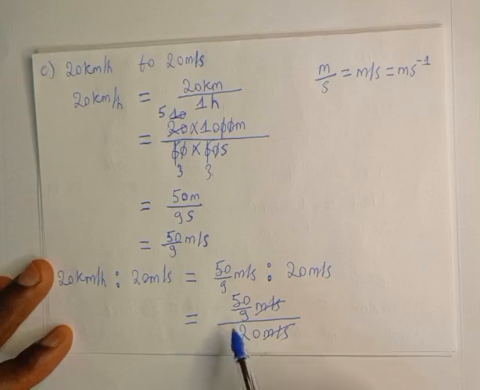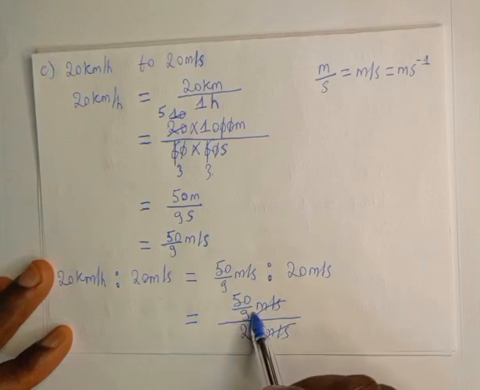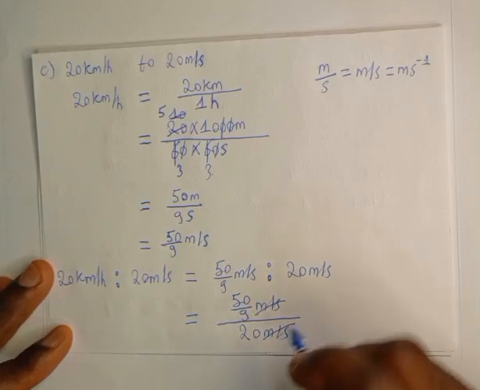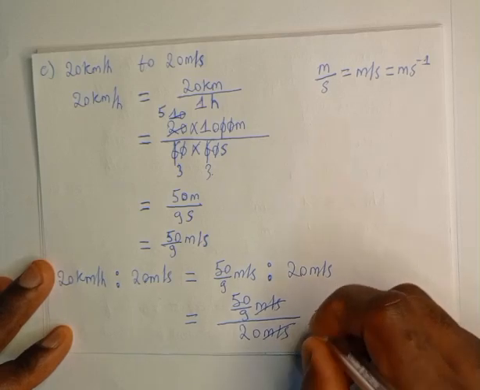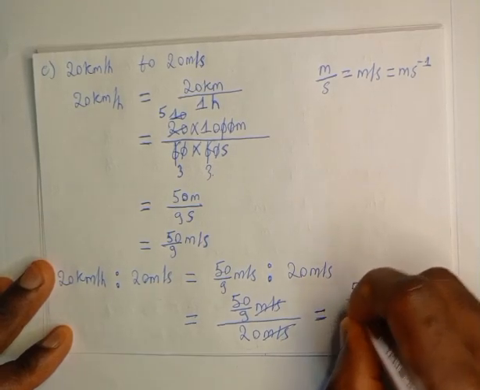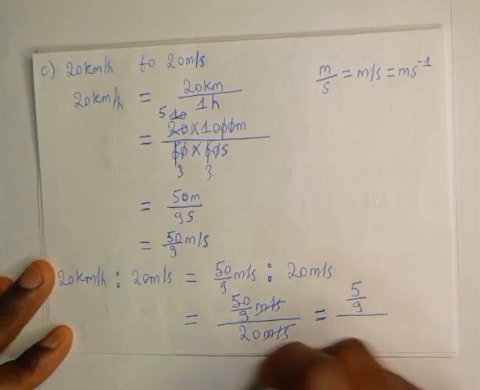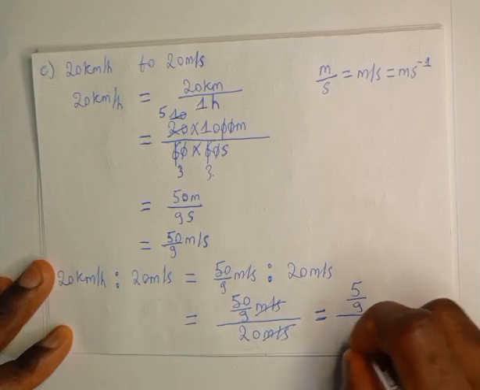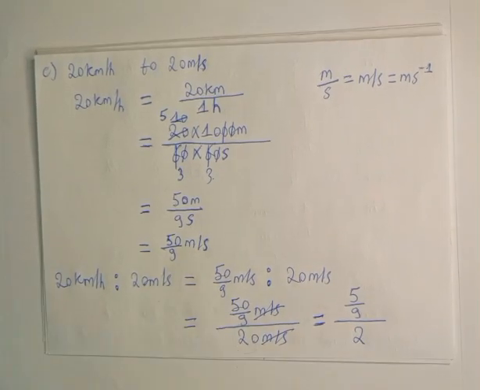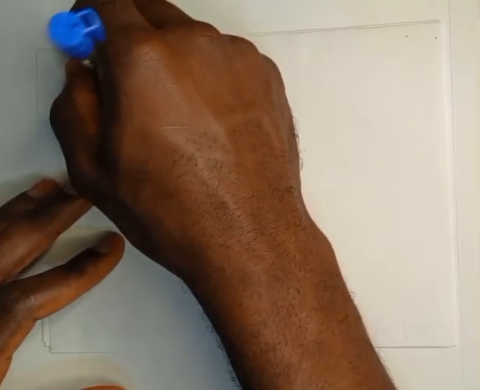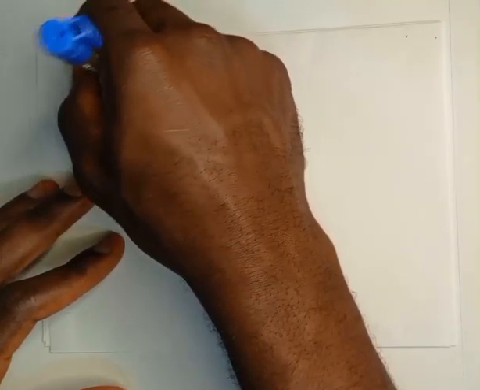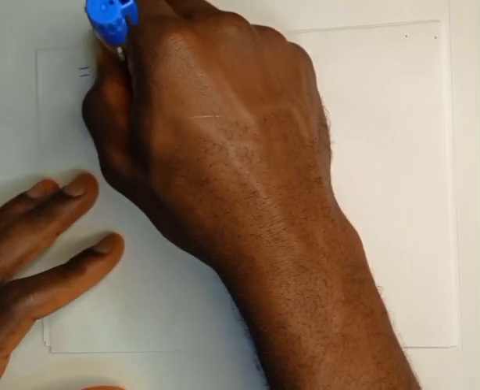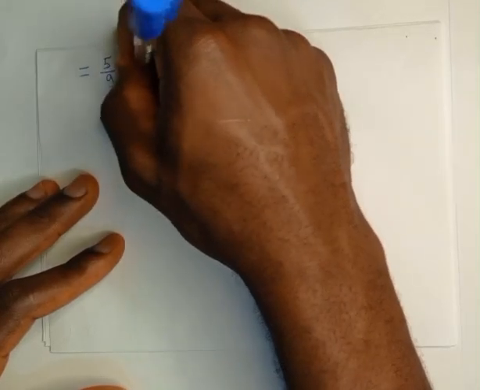If we divide 50 over 9 by 10 and 20 by 10, this will simply be equal to 5 all over 9 all over 20 divided by 10 gives us 2. Next, we are going to express it as a ratio. Expressing it as a ratio, this will simply be equal to 5 over 9 is to 2.